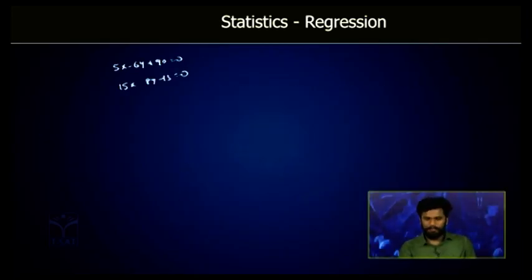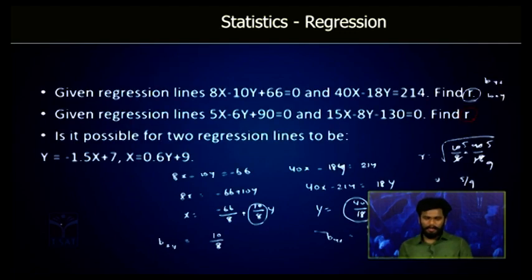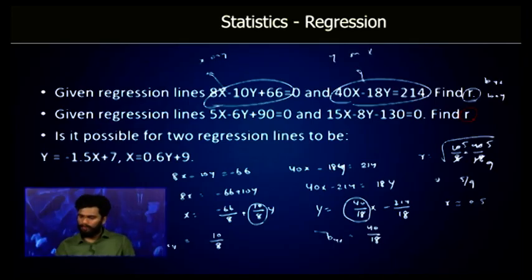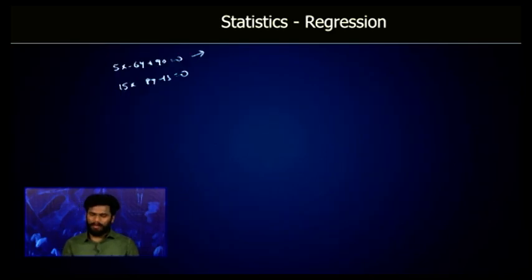Now see here. Generally when we were solving the first question, we directly assumed that this is a line of x on y and this is a line of y on x. That's why we got the correct answer, r is equal to 0.5, which is in the limits minus 1 to plus 1. Now check the second question.